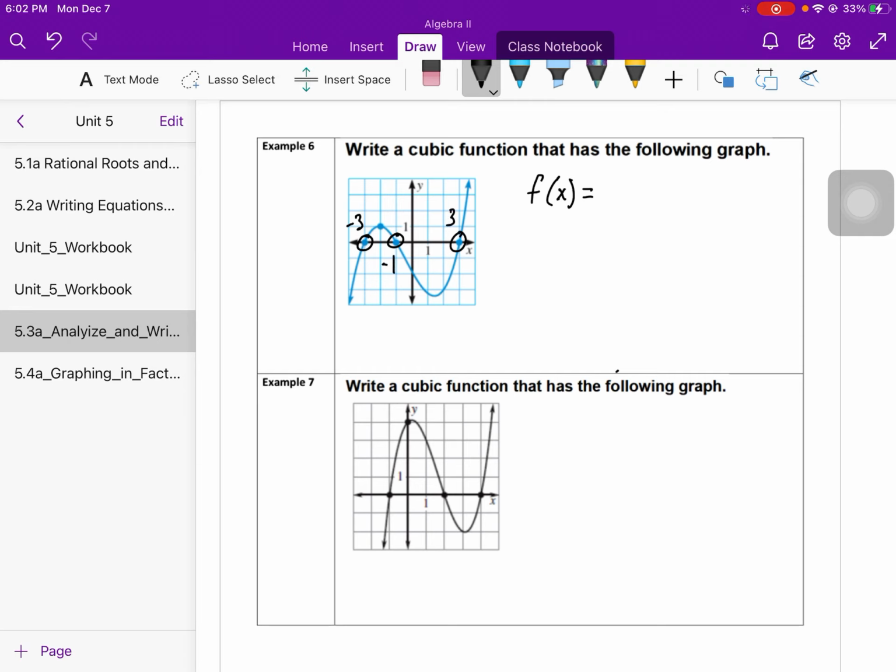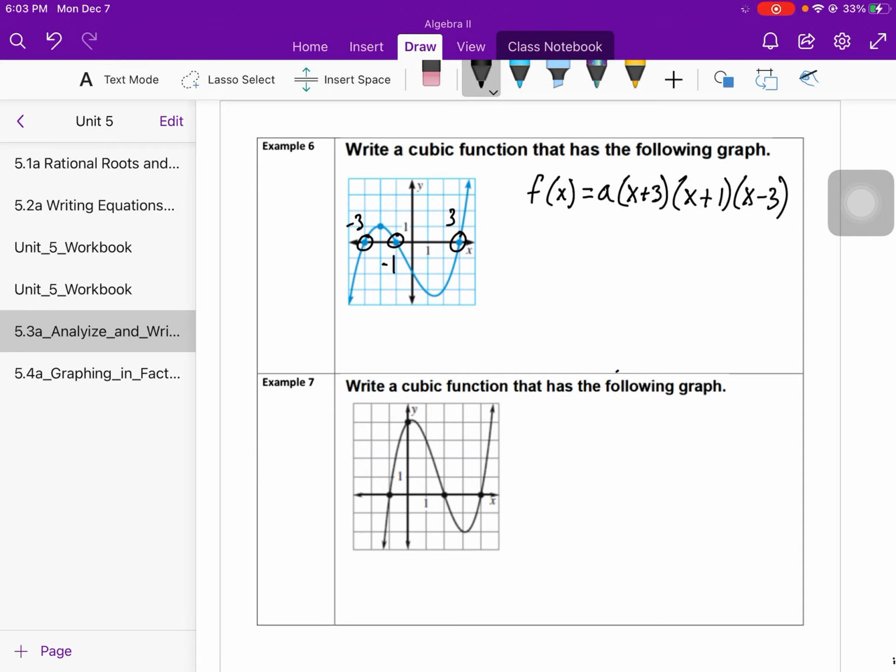If those are roots, we use the trick that we did before. But we don't know what the a value is. That's something new that we have to think about. The a value is what we're going to find after. This is how our cubic functions are always going to look. It's going to be a, and then it's going to be 3 sets of parentheses. So the first one we know has got to be x plus 3, because -3 was a solution. And then -1 is a solution, so we have the opposite, x plus 1. And lastly, we have 3, so it's got to be x minus 3.